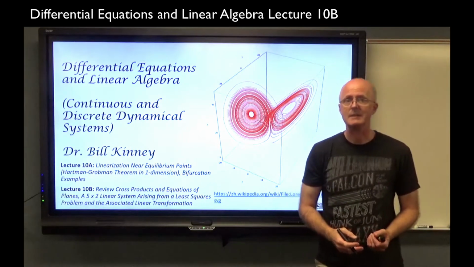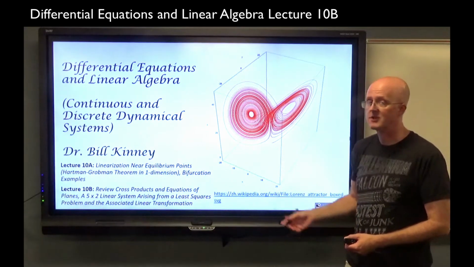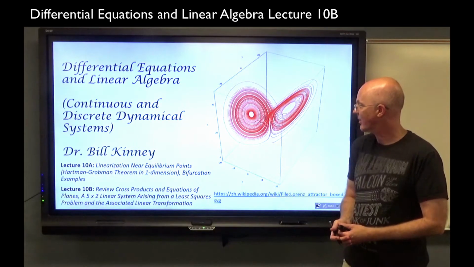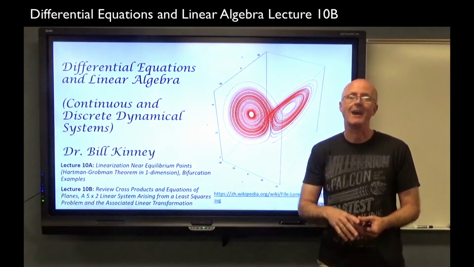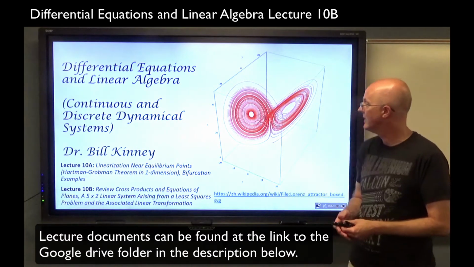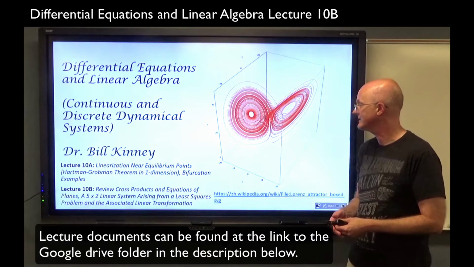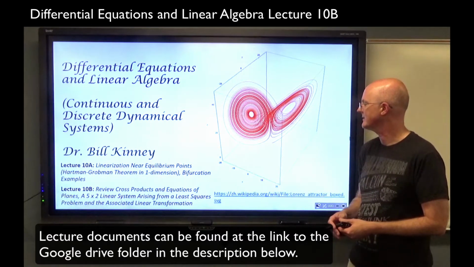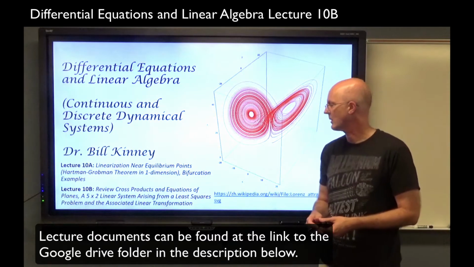In lecture 10b of differential equations and linear algebra, I want to start by reviewing part of lecture 9b, at least cross products and equations of planes. I decided I would like to do an example of how to find the equation of a given plane going through 3 non-collinear points. Then the bulk of what we do in lecture 10b will be looking at a 5×2 linear system arising from something called the least squares problem.